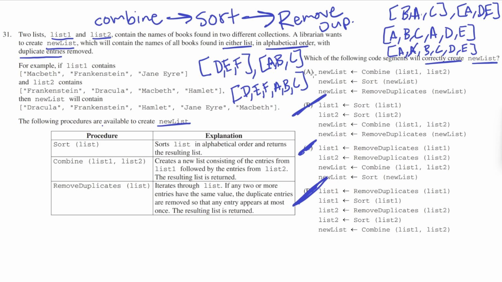So D is definitely not correct, and A is the correct answer, because they combine, and then sort and remove duplicates after combining the two lists.